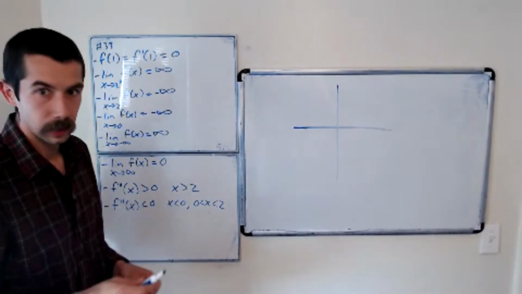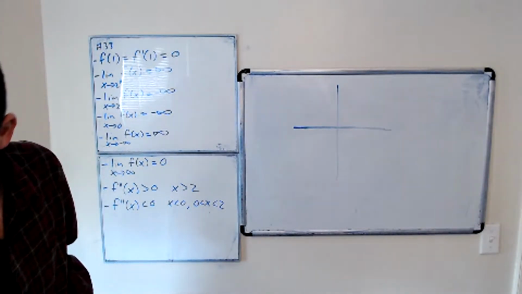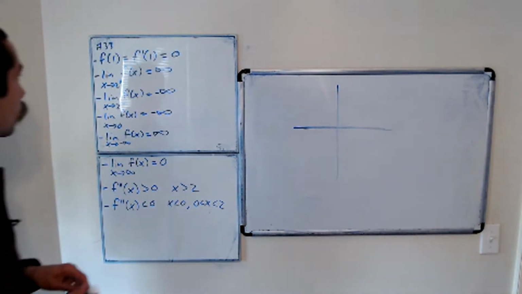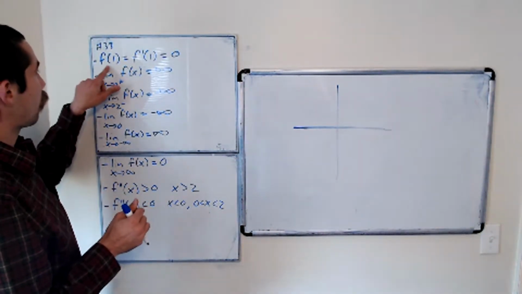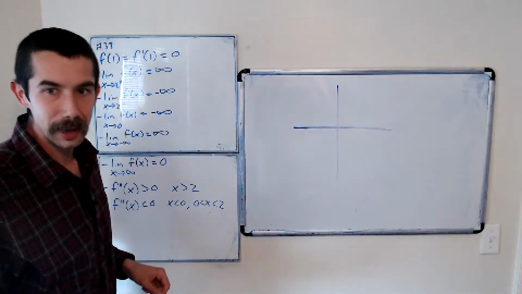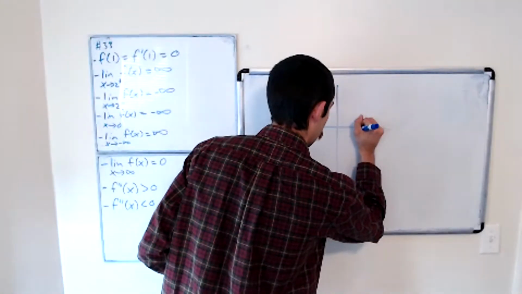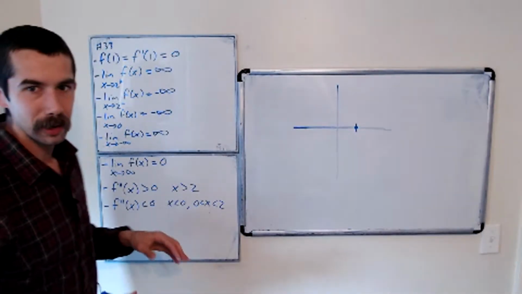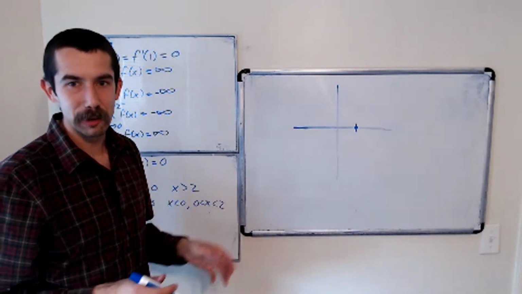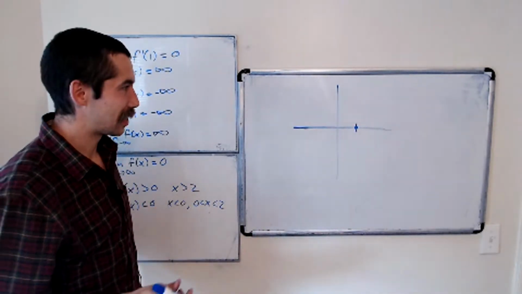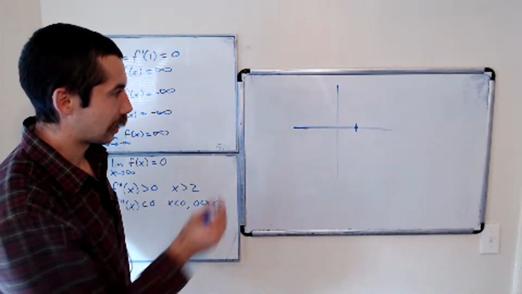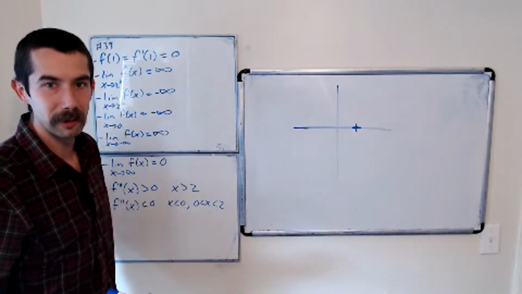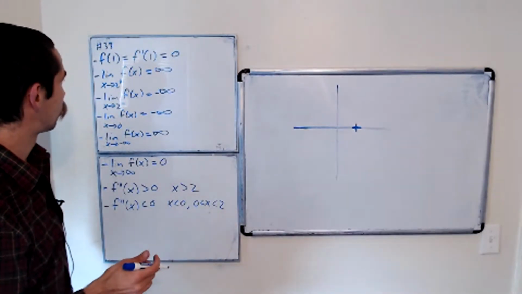Okay, so let me get a new marker. f of 1 equals 0. That means the point 1, 0 is on the curve. Okay, f prime of 1 equals 0 means we either have a local max, local min, or maybe it's a point of inflection at this point. So what I'll do is I'll just draw kind of a little horizontal line there to remind us that the derivative is 0 at x equals 1.